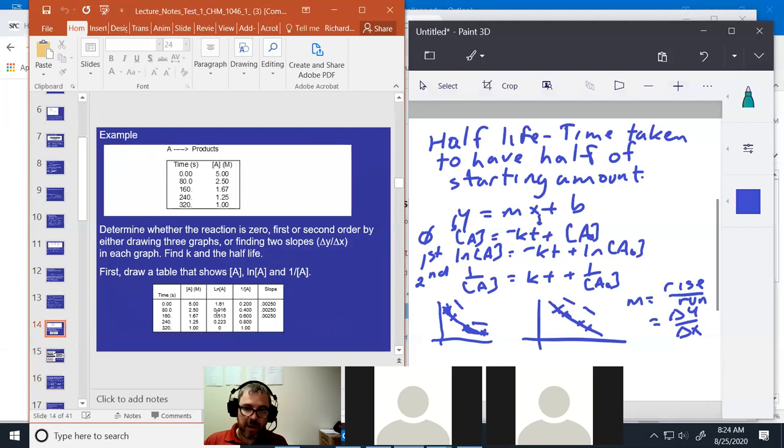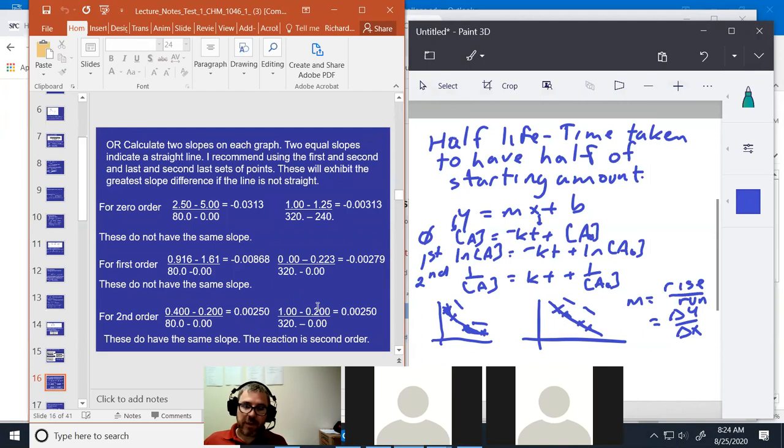So again, to get that, it was 0.2 minus 0.4 over 0.00 minus 80, or the other way around, it doesn't really matter. And down here, 0.8 minus 1 over 240 minus 320. And that's how we're getting the slope of the 1 over a. And it turns out that they're both the same.